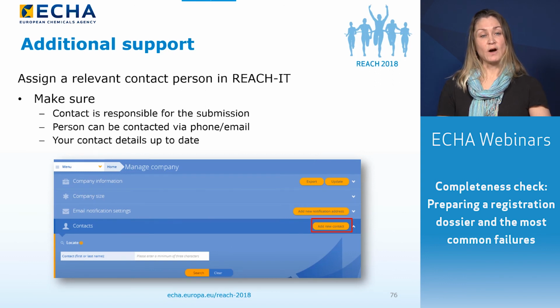Wanted to mention in regards to additional support, to please make sure that the contact person of the submission is the right person who is aware of the particular submission, and also that the contact details of this person are accurate and up to date. So the email and phone number are contact details where ECHA can reach the person.